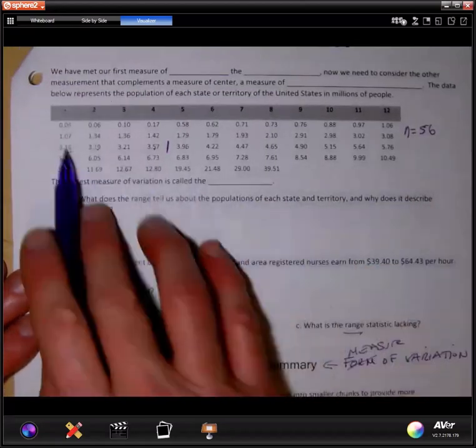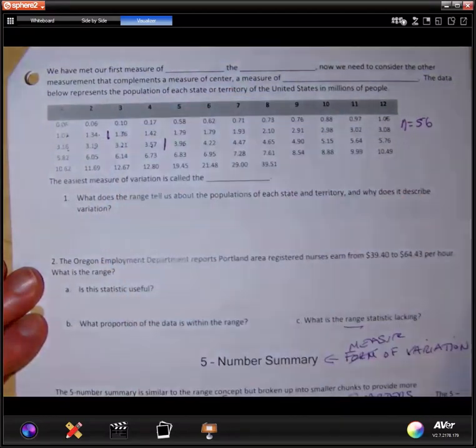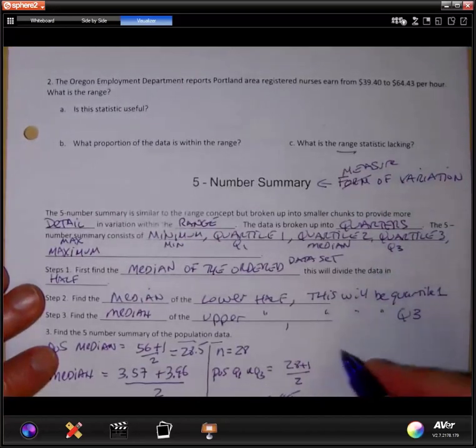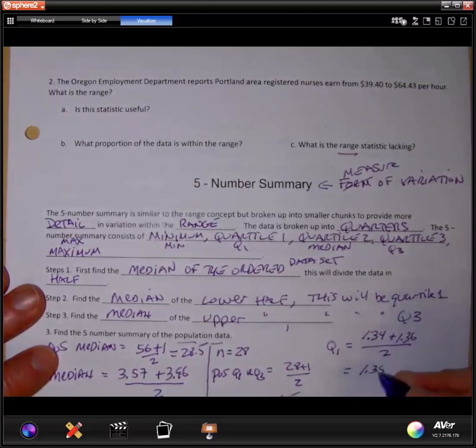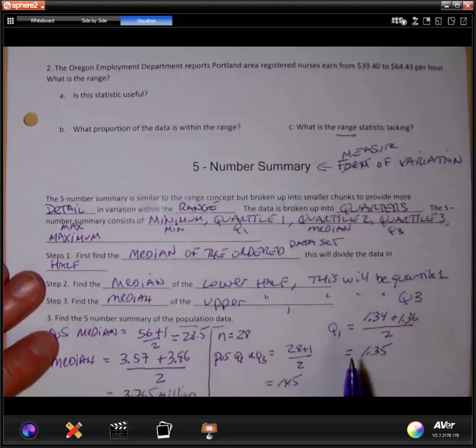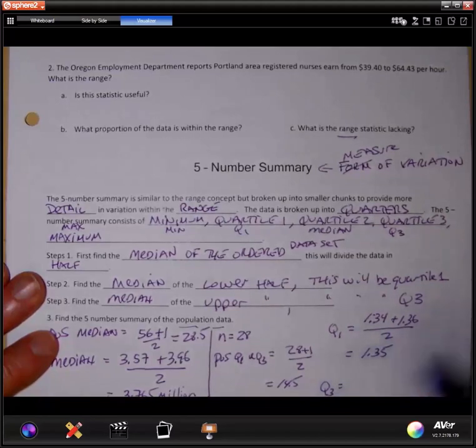So I'll go back up. I got 12 here, 13, 14, 15. So right here is quartile 1. So quartile 1 is just going to be the average of position 14, which is 1.34, plus 1.36. Average those, and I could do this in my head, 1.35. So there is quartile 1, 1.35. Now, the position was between 14 and 15, the average of position 14 and 15. So Q3 will now just be the average of position 14 and 15, but in the upper half.